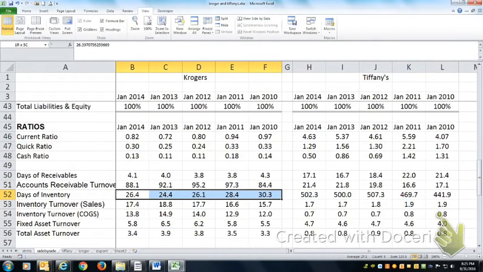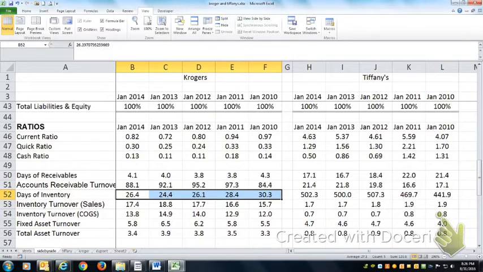With Kroger, though, it's a grocery store. You can't keep bread and milk on the shelf for 500 days. It'd go bad. So some of their canned goods and stuff can last a little while, but all of it's got a use-by date. So we expect Kroger to turn over their inventory fairly often.